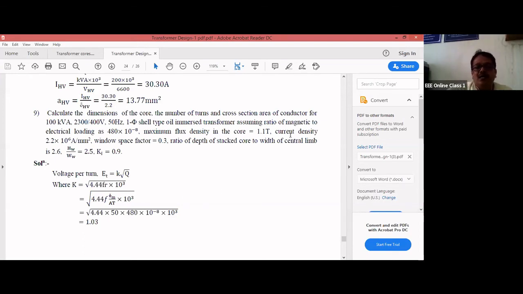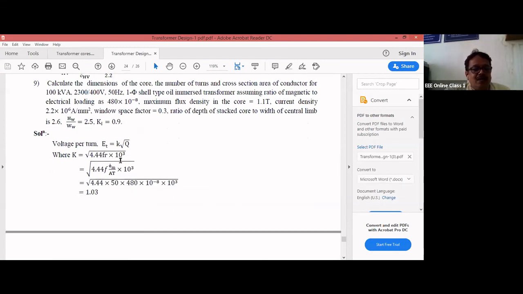So come here, regarding the ratio of magnetic to electrical loading, if you remember when we derived voltage per turn, it is equal to K under the root of Q. This is KVA, K under the root of Q, where K is equal to what? K is nothing but the constant, equal to 4.44 FR into 10 power 3. This R, if you remember while doing the derivation, R is nothing but what? Phi m by AT. AT is nothing but ampere turns, phi m is nothing but the maximum flux. So the ratio of magnetic to electrical loading.